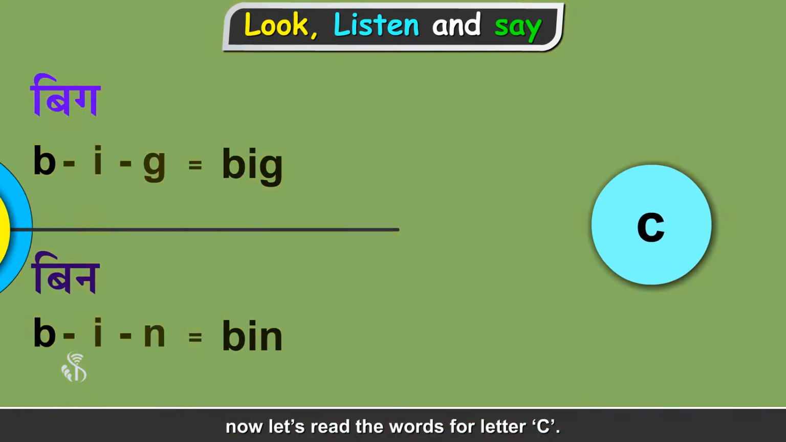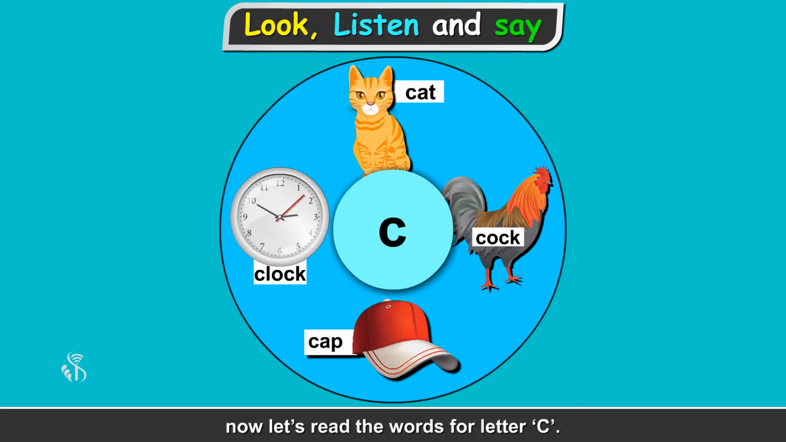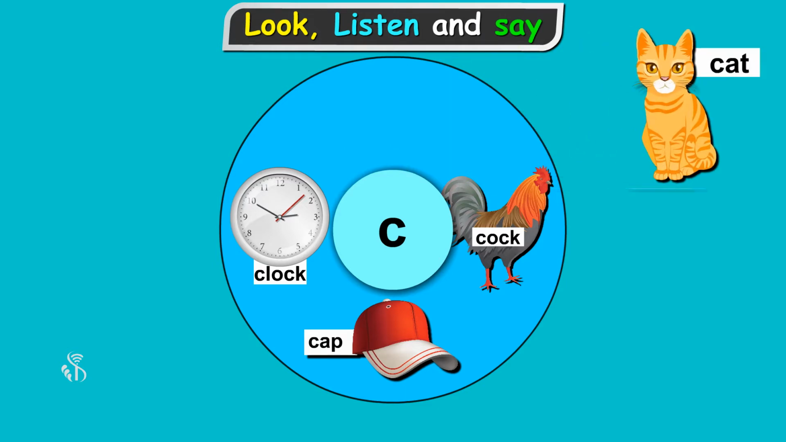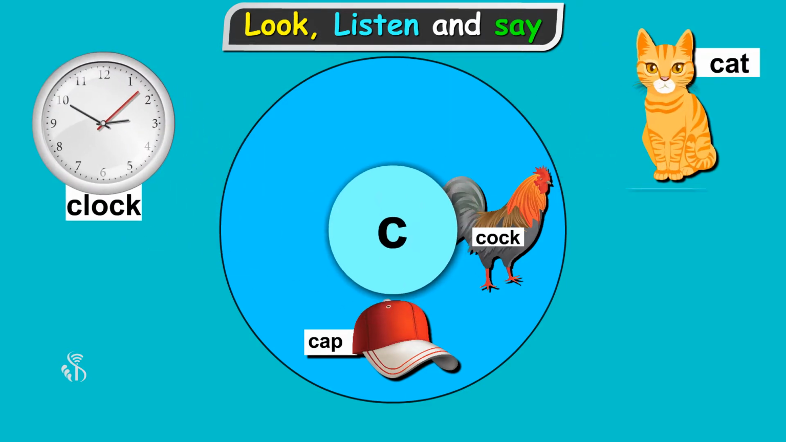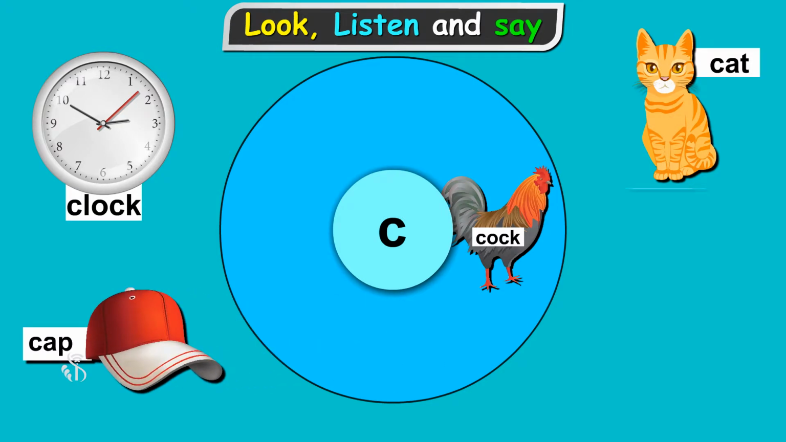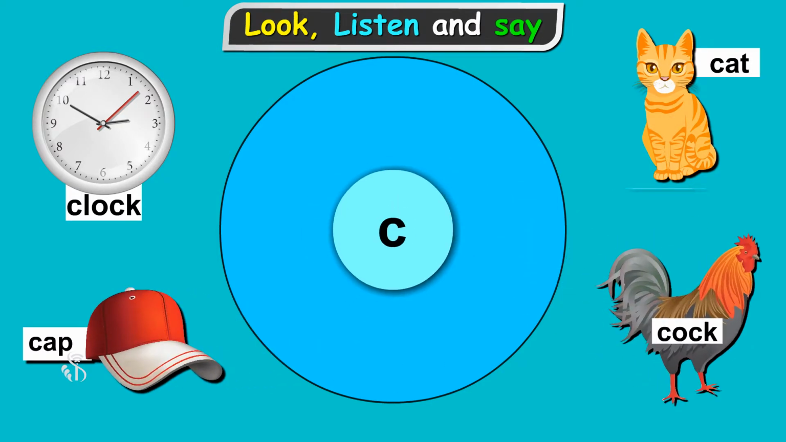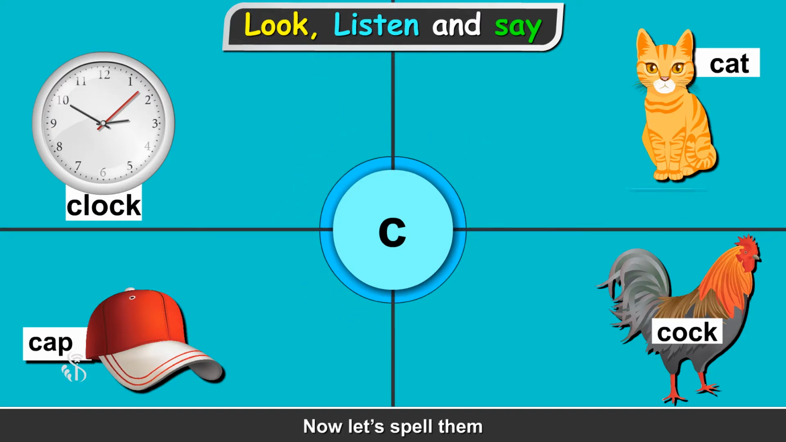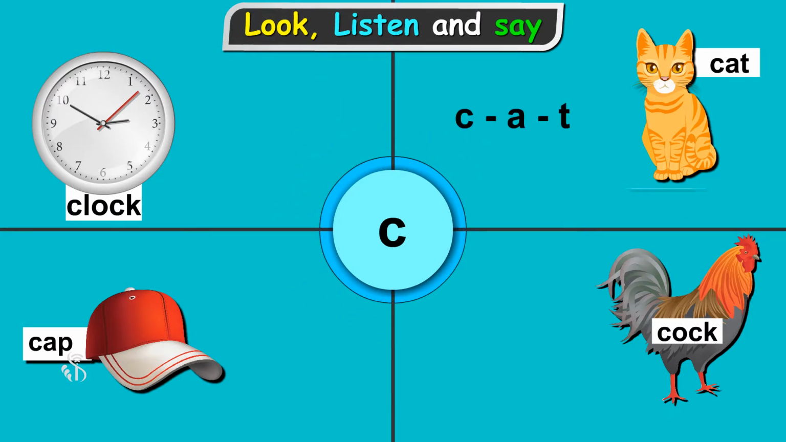Now let's read the words for letter C. C for cat. C for clock. C for cap. C for cock. Now let's spell them. C-A-T, cat.